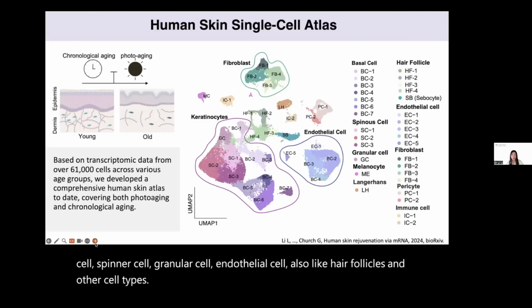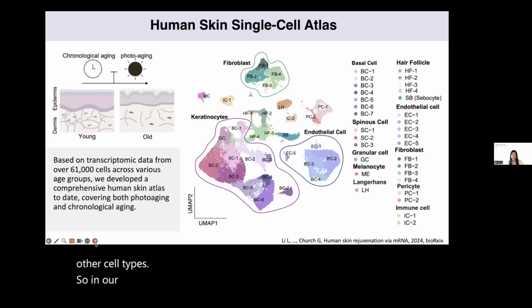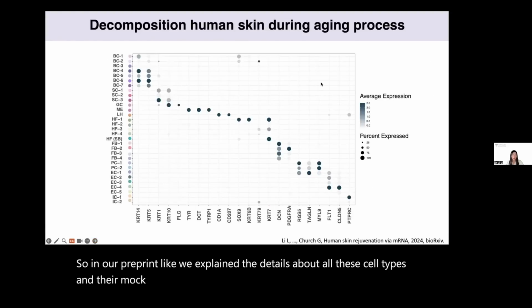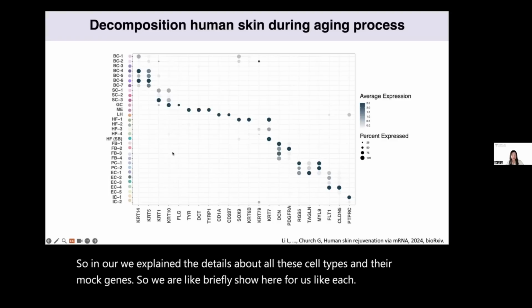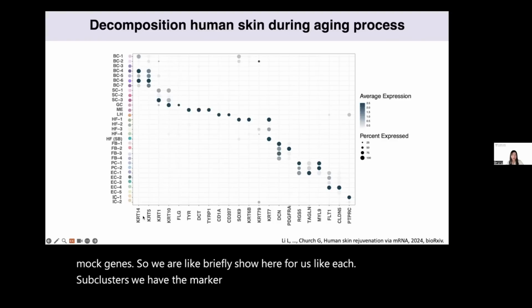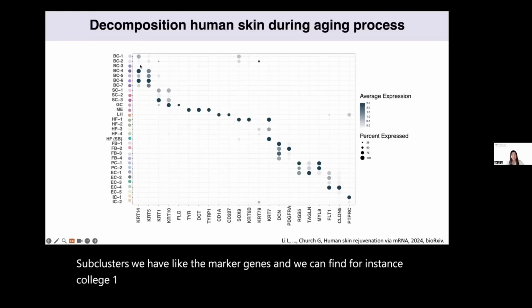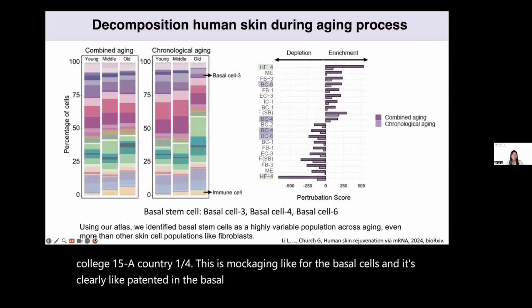So in our preprint, we expand the details about all these cell types and their marker genes. We briefly show here, for each subcluster, the marker genes. For instance, ConquerAging 14 is a marker gene for the basal cells, and it's clearly patterned in the basal cell population.